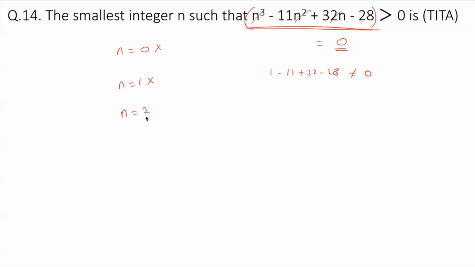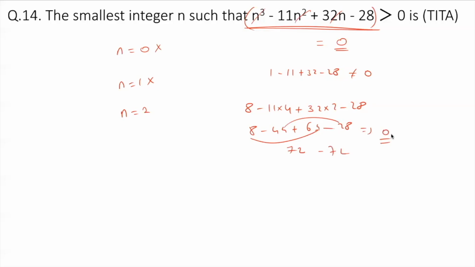Let's check for n is equal to 2. 2 cube is 8, minus 11 into 2 square, which is 4, plus 32 into 2, minus 28. That will be 8 minus 44 plus 64 minus 28. 8 plus 64 is 72, and minus 44 minus 28 is also minus 72. Yes, this gives you a 0. And that tells me that the first possible root, or the first possible solution, to this given equation is n is equal to 2.